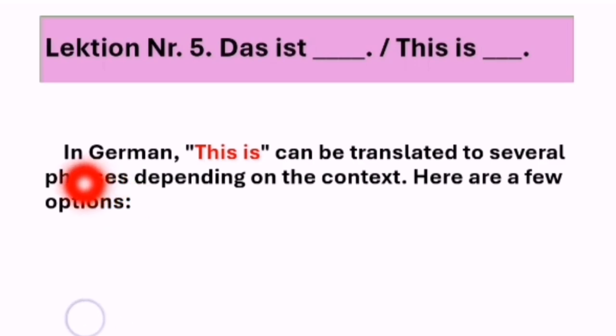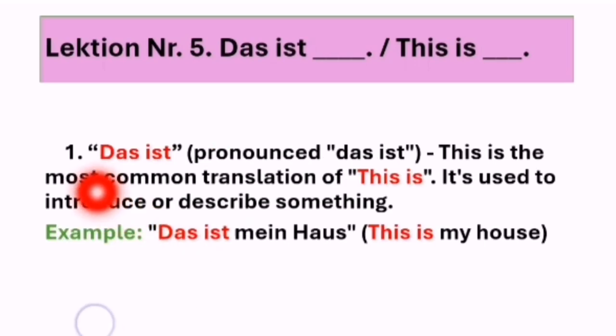But before we go to our lesson, let's read these lines carefully. In German, "this is" can be translated to several phrases depending on the context. Here are a few options. Number 1, "das ist". This is the most common translation of "this is" in German. It is used to introduce or describe something. For example, "Das ist mein Haus." This is my house.